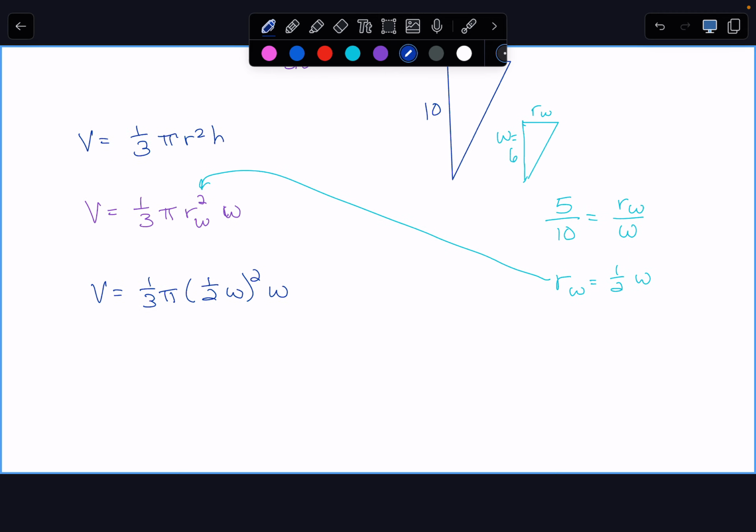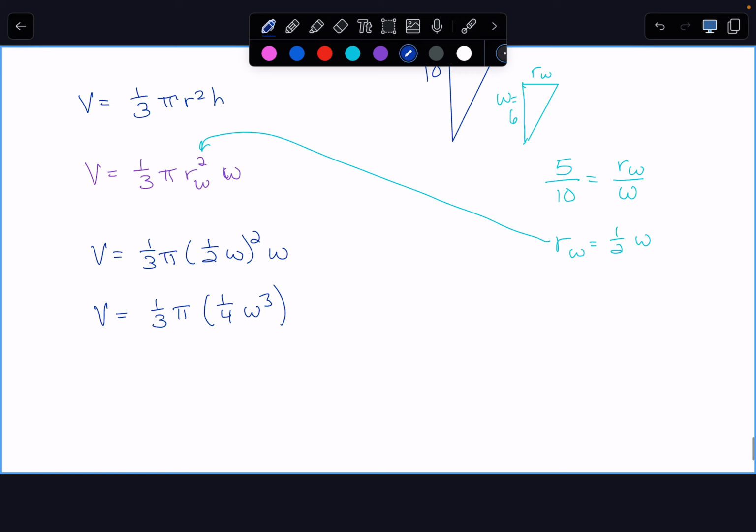I'm going to do a little bit of math for a second. V is equal to 1/3 pi times 1/4 w cubed. And if I put the 1/3 and the 1/4 together, I get V is equal to 1/12 pi w cubed. Okay, so now I'm all in terms of w. If I take the derivative, I'm going to have what I'm looking for on the right-hand side, and my left-hand side is going to have some of what I already know. All right? So let's take the derivative of both sides with respect to time.